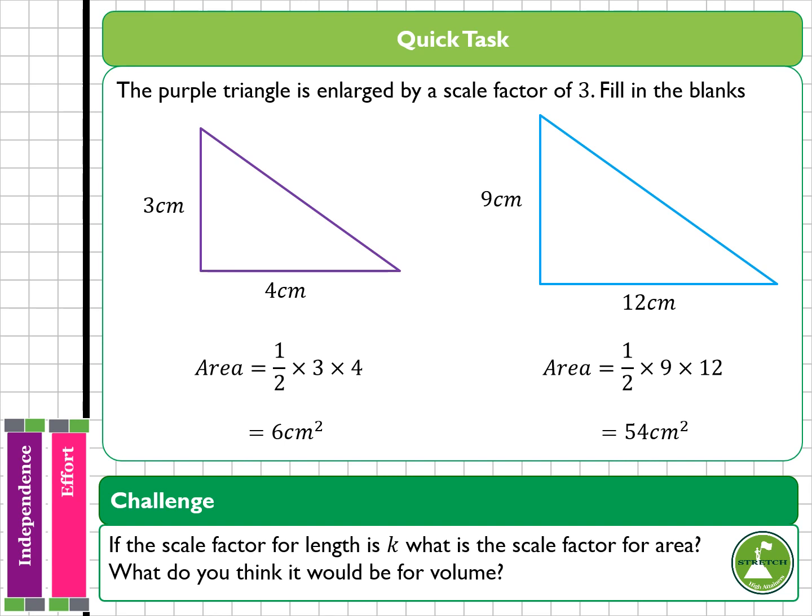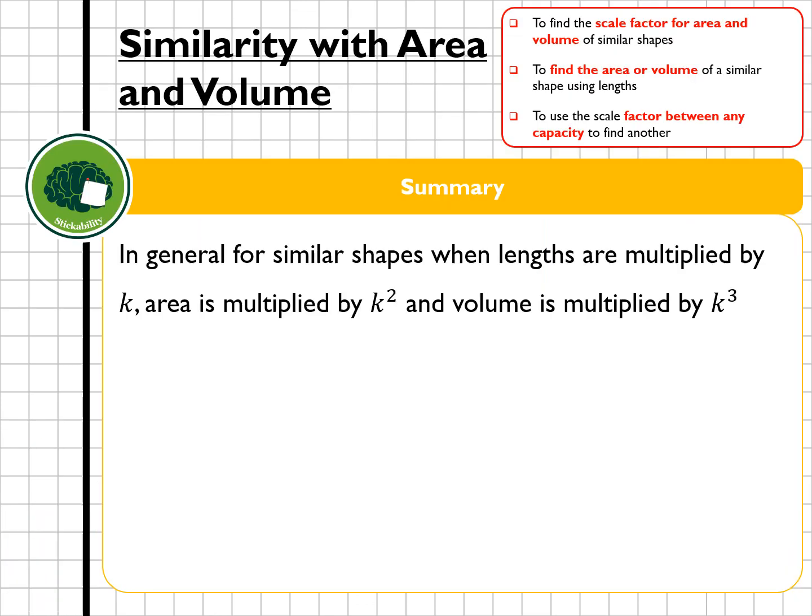If the scale factor for length is K, what did you think would happen for the scale factor for area? And how about for volume? Hopefully, you found that if I have lengths which have been multiplied by a scale factor of K, my areas are multiplied by K squared and the volume is multiplied by K cubed.